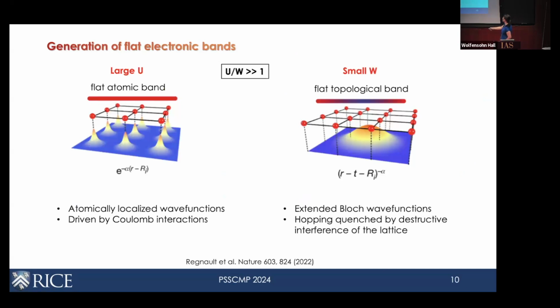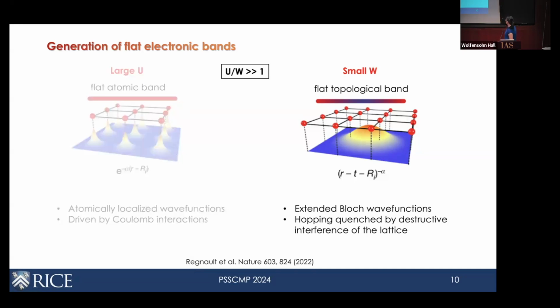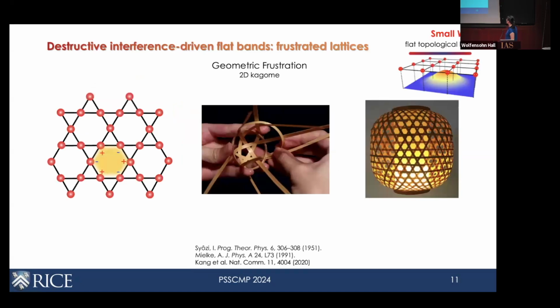Okay, so that's the left-hand side. Now let's contrast this with the right-hand side. What would happen if you have flat bands which are produced by reducing the kinetic energy W? Okay, so the most well-known example in the past couple of years is this Kagome system. I'm sure everybody knows about it. So these are lattices which are made of corner-sharing triangles.